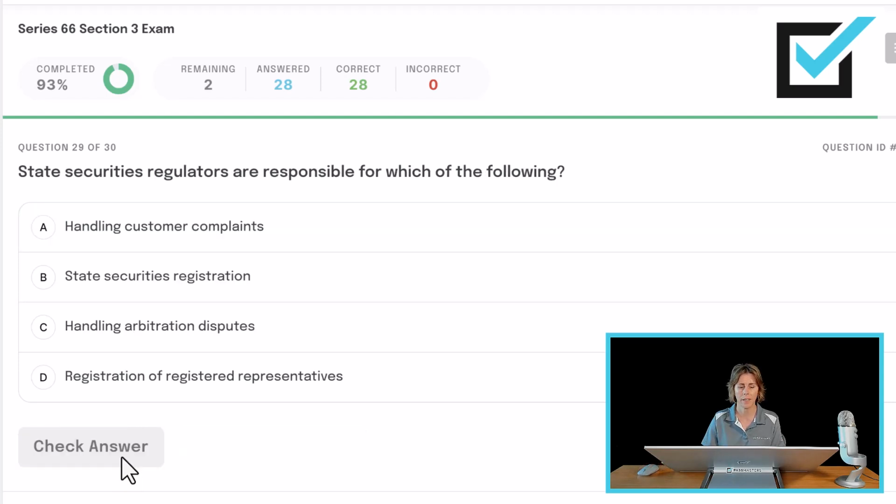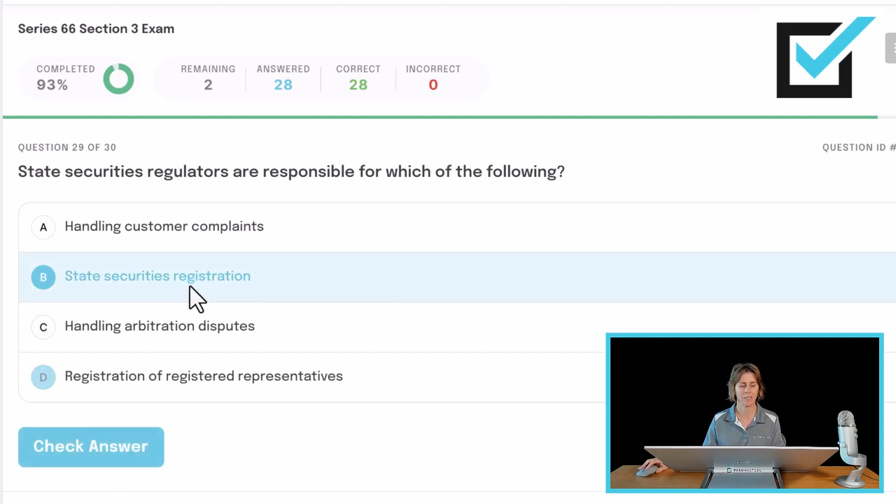State securities regulators are responsible for which of the following? Handling customer complaints, state securities registration, handling arbitration disputes, or registration of registered representatives. State securities registration is the answer here. So arbitration disputes, those are handled through FINRA. The firm should handle customer complaints. Registration of registered representatives is also done through FINRA. If it had said registration of agents, then I would have said the state. In order for a security to be sold in a state, it must be registered in that state.